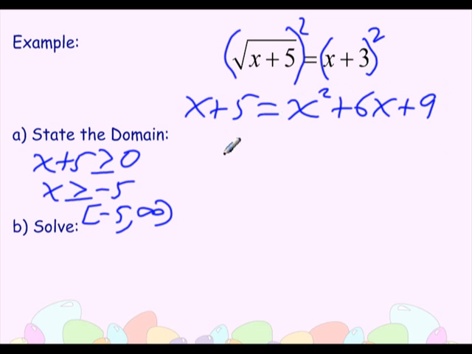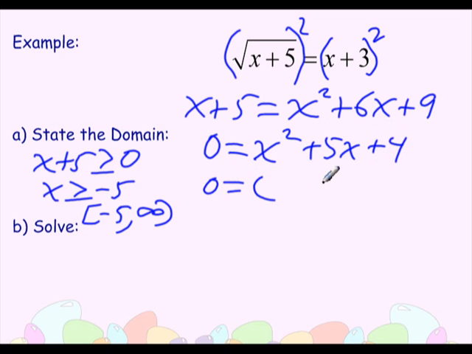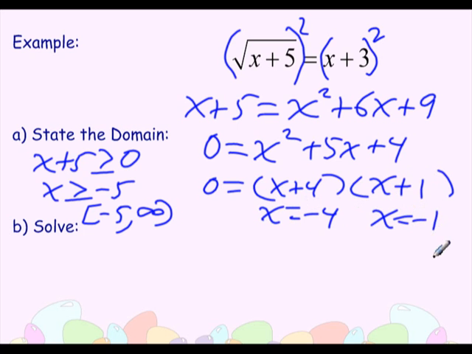And now we've got to solve this quadratic. So we're going to set it equal to 0 and see if it's factorable. So I'm going to move the x and the 5 over. So we're going to have x squared, 6x minus x, that's plus 5x, 9 minus 5, that's plus 4. And I see that's an easily factorable one, so I'm going to go ahead and solve that by factoring. So that's 4 and 1. And so x equals negative 4, x equals negative 1.